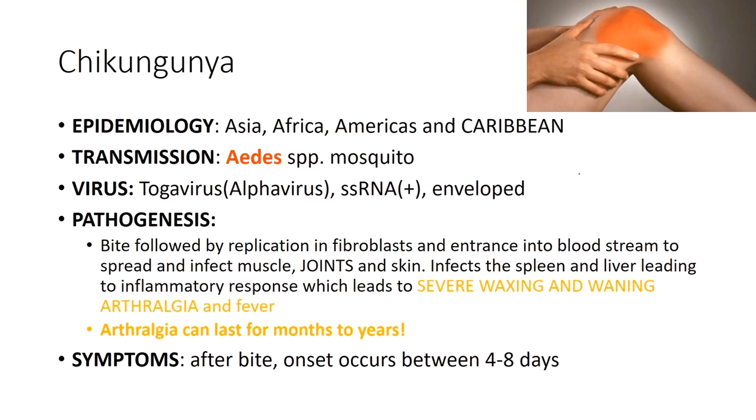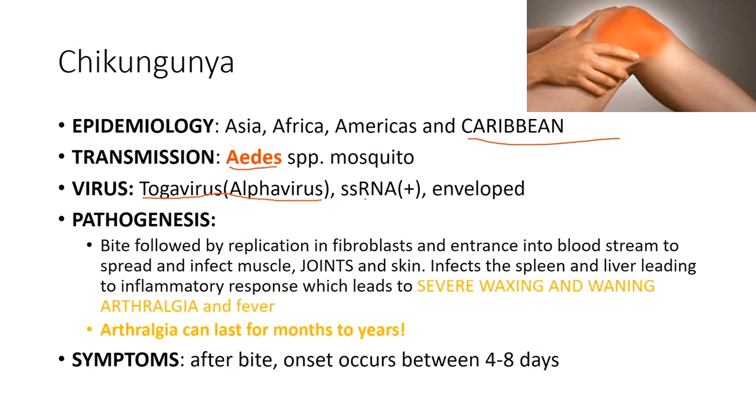So now on to our next infection, which is chikungunya. Chikungunya is found in Asia, Africa, some of the Americas, and this is something you want to be looking out for in questions for the Caribbean. They like being a little bit kind and giving you that in stems to help you pinpoint some of the infections. Again, Aedes mosquitoes, and the virus, however, is not a flavivirus, as we talked about.